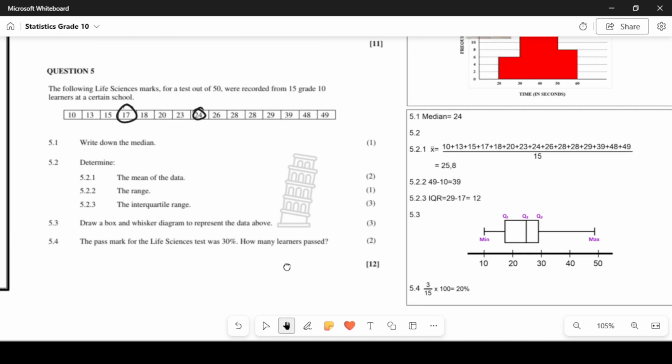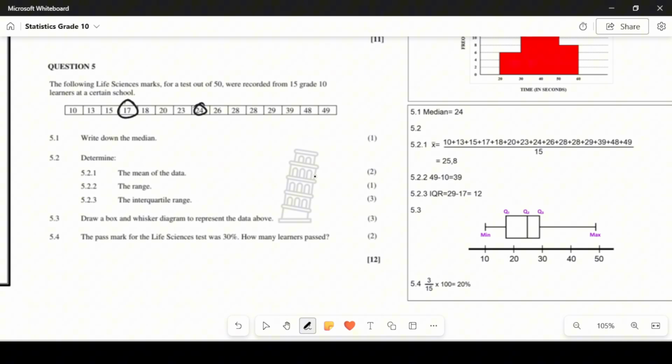The pass mark for the life science test was 30. How many learners passed the test? Now remember, these marks are not given as percentages. They're given as a mark out of 50. So what you're going to do is double all of these marks, and obviously with time you would train your eye to do it. If I double the mark, this would have been 30%. So this learner just made it to pass. So these two learners did not pass, but the rest of them did pass. So that would be 13 out of 15 learners passed.